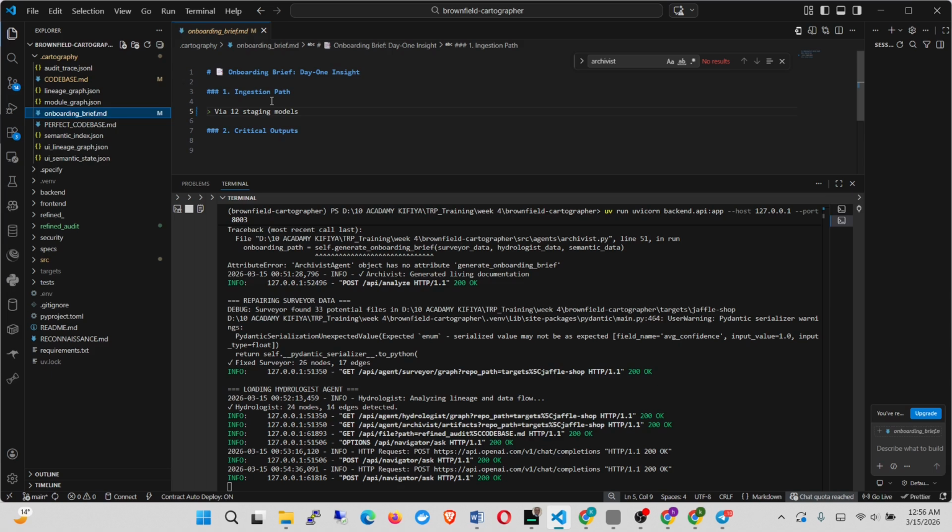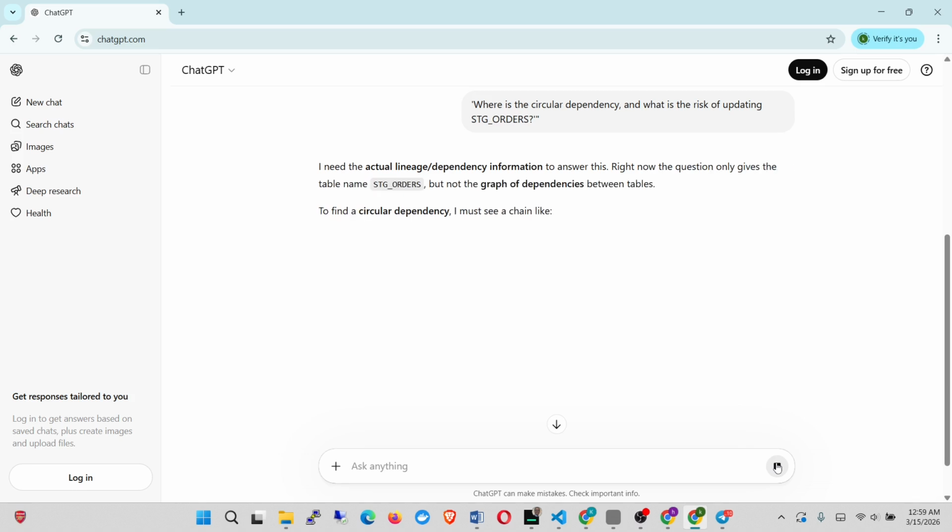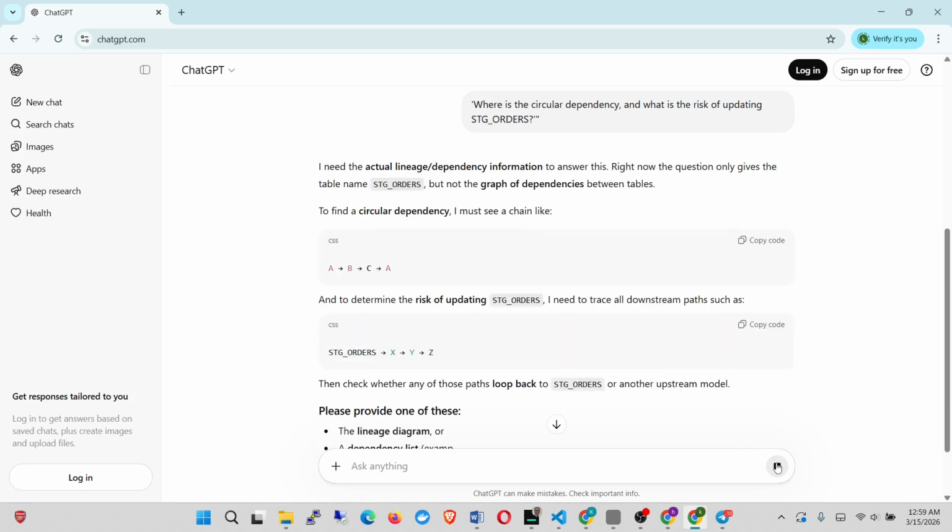To prove the value of this brownfield cartographer, I also performed a side-by-side test, a blindness and insight explanation test. I asked both a standard LLM and my forensic system the same high-stakes architectural question. The question is this one: where is the circular dependency and what is the risk of updating this stage order file? Let me copy and paste it.